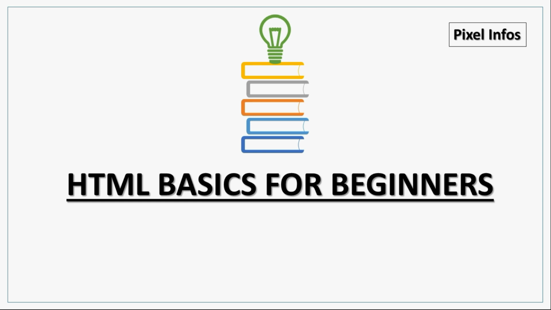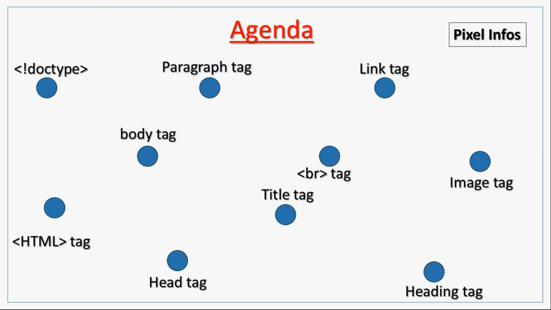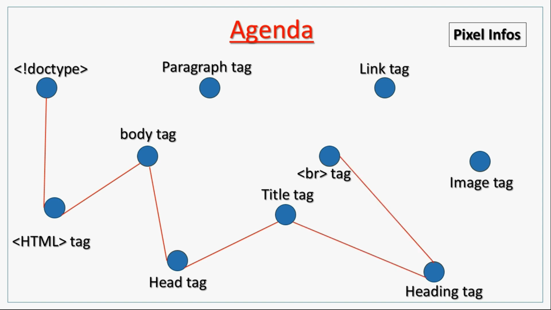Let's quickly look into today's agenda. Today's agenda is we will see what is doctype and then what is HTML tag, and then what is head tag, body tag, and what is title tag and where do we use this, and how do we use heading tags and what is break line and what is paragraph tag and how can we do that with this. And let's quickly move to the link tag, which is what is a link and where do we use this. Then finally we will end this video with image tag, how to display an image with these tags.